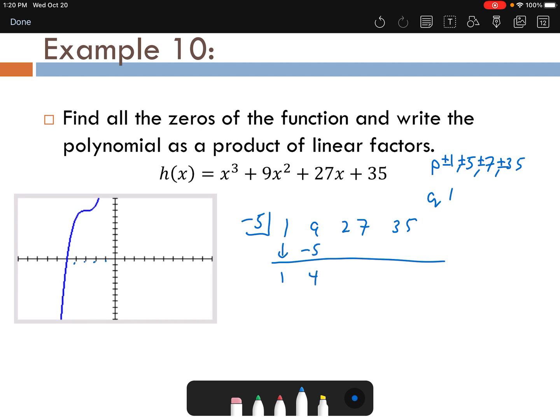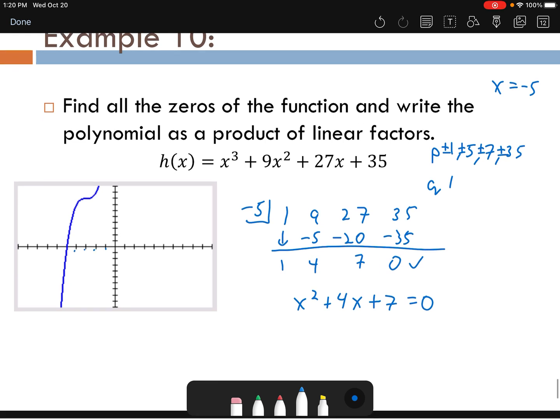Let's synthetically divide it in order to find the next. So that works, x equals negative 5. So now we have x squared plus 4x plus 7 equals 0. Does that factor? I do not believe so, plus I know it doesn't.